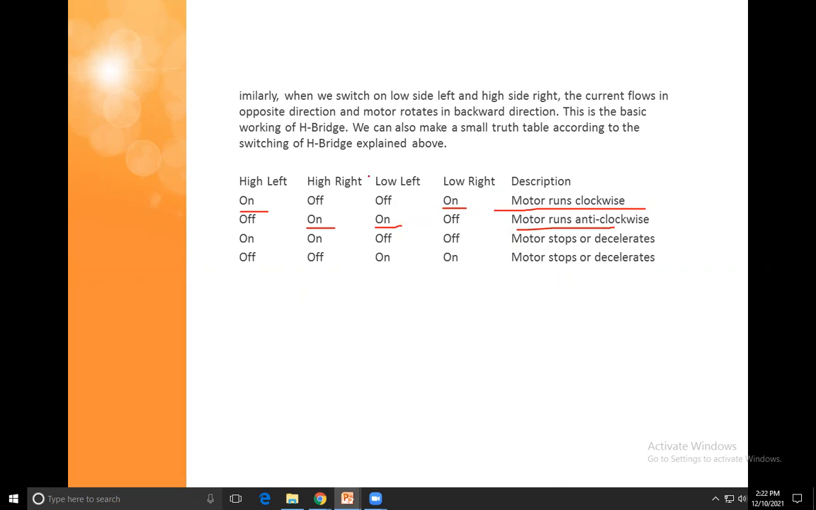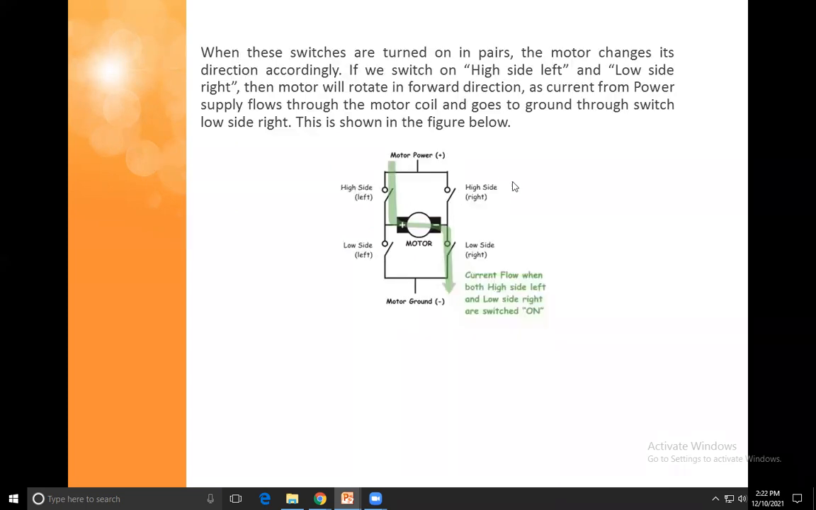Then again, higher left and higher right. If these two switches are closed, there is no movement in the motor, because there is no path for the current to move. There is no path for the current to move through this motor to the ground.